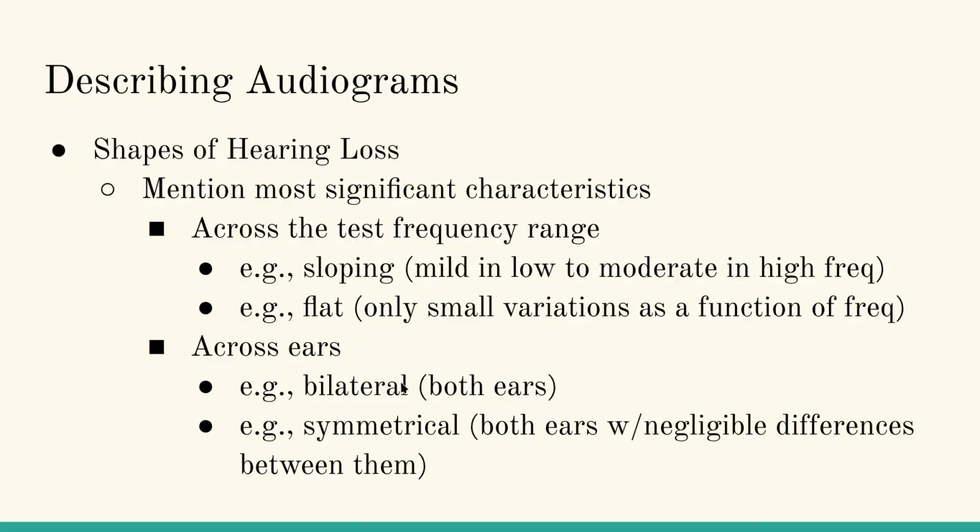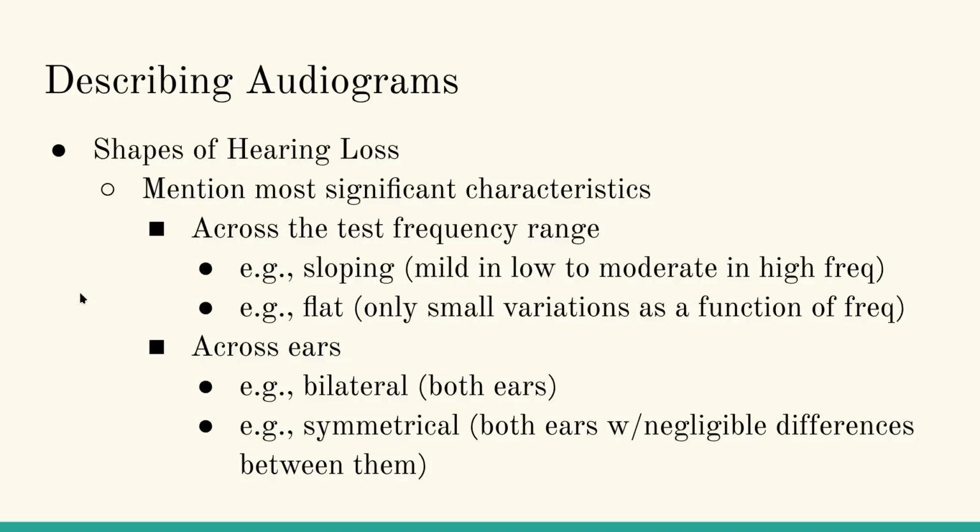Now we'll talk about the shapes of hearing loss. I want to mention those significant characteristics across the test frequency range. Is it sloping, mild in the low frequencies to moderate in the high frequencies? Is it flat with only small variations as a function of frequency? Is it bilateral, same across both ears?